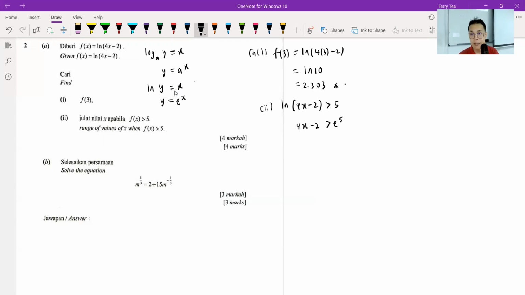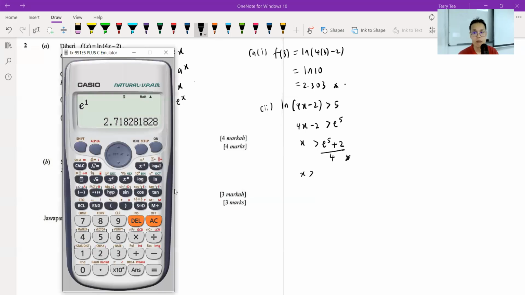And we're supposed to find the value of x. So we can bring the 2 over, e to the power 5 plus 2. Then we divide by 4. Now, this question didn't mention specifically whether you should give your answer in exact form or in decimal. So you can leave it like this actually, it is fine. Or if you change to decimal, just make sure you use 4 significant figures. So it looks like this: shift ln, e to the power 5, right? Then you plus 2 divide by 4.